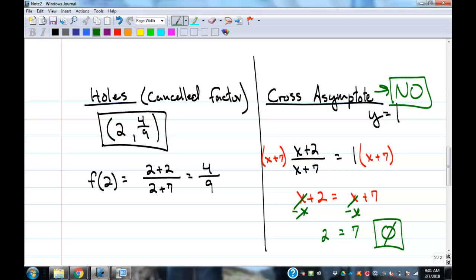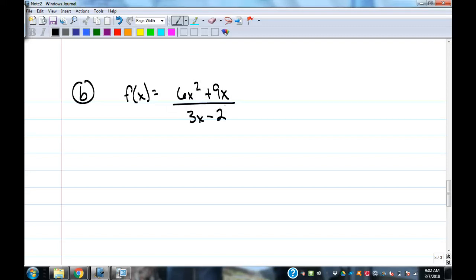Okay, let's do one more. Let's do one with an oblique. f of x equals 6x squared plus 9x over 3x minus 2. Make it fairly, not a long drawn out one here.